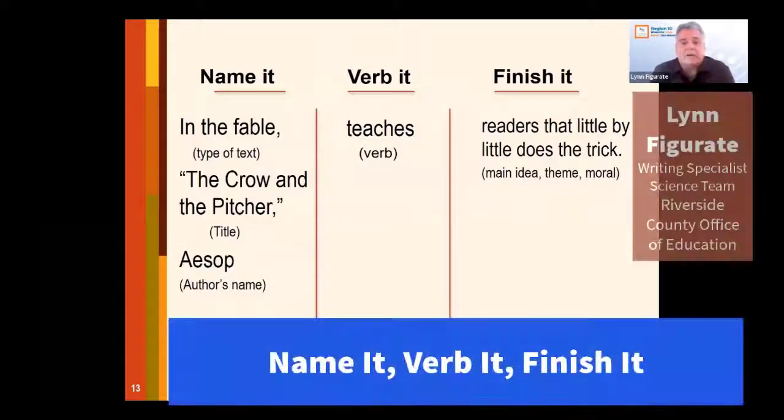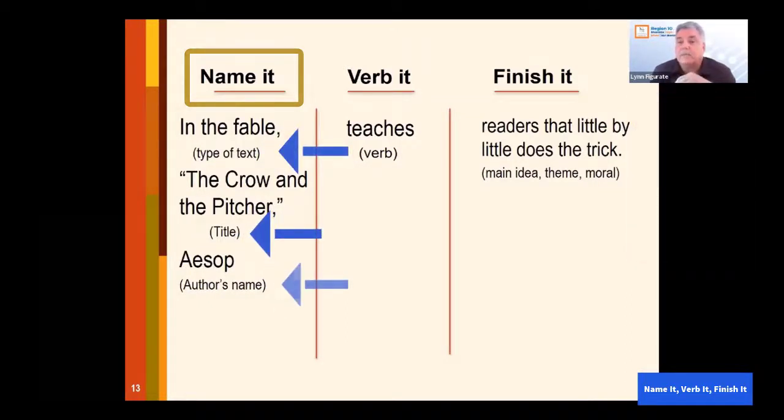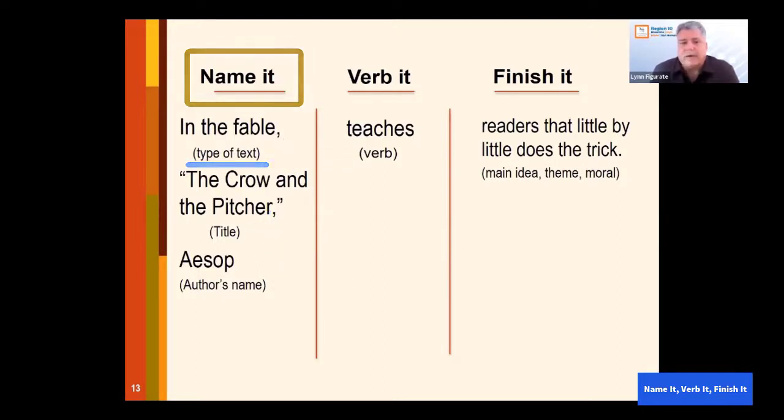In Name It, Verb It, Finish It, there are three parts that we're going to have in the Name It. It's the type of text, the title, and the author's name. Type of text is a really good way of saying that. It's not always a genre. Here in the fable, it is a genre, but it's not always a genre.